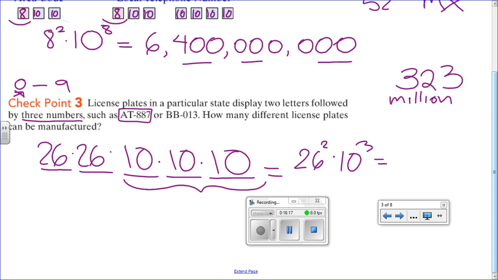Do we have an answer? 676,000. That's not a lot. It says one state, but it's the first state. Okay. Well, you never know.